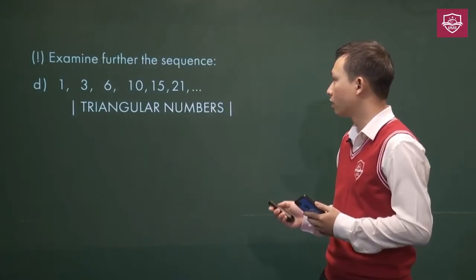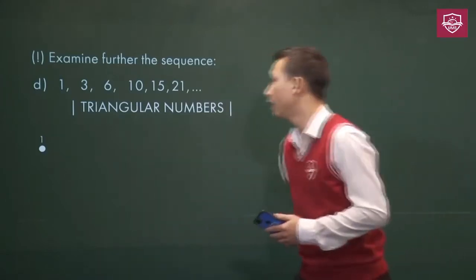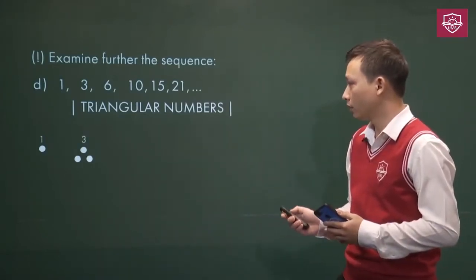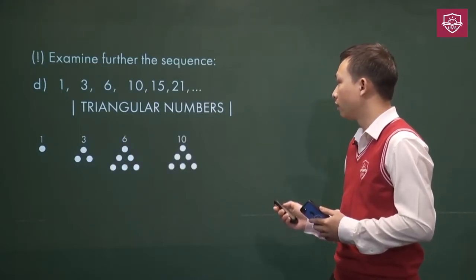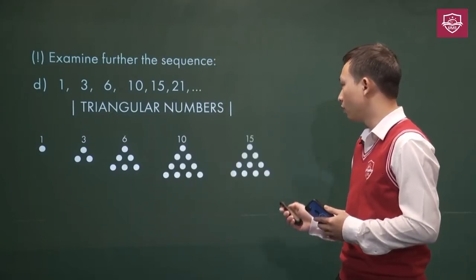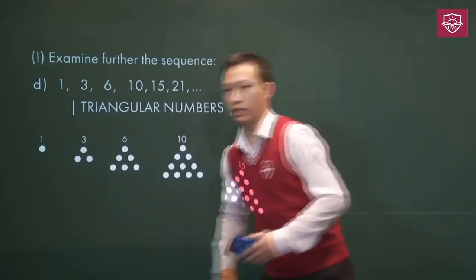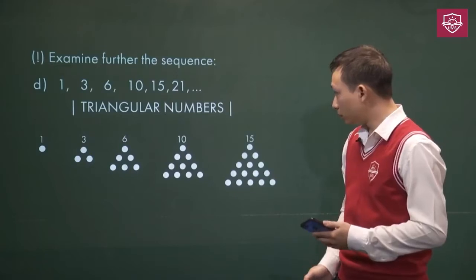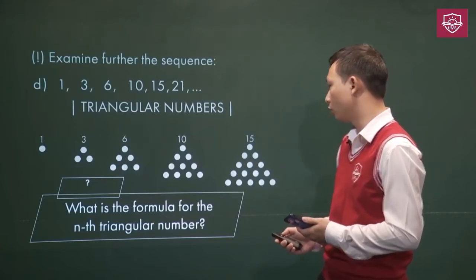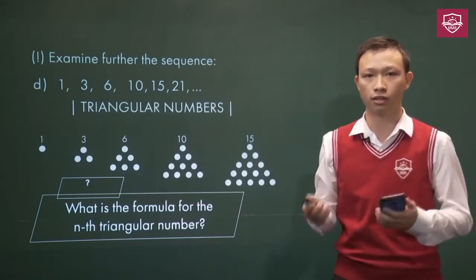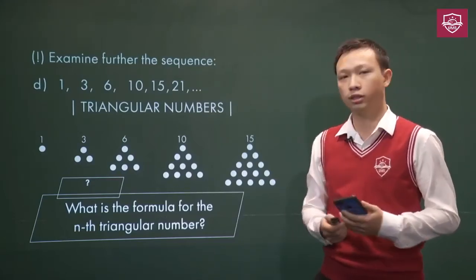Now look at this. Here, first, number 1, I will represent as 1 dot. And then number 3 is 3 dots. Number 6 is 6 dots. And so on. This sequence gives the patterns of the triangle getting bigger and bigger. And the question is, what is the formula for the nth triangular number? Like I want you to find the 15th triangular number and the 20th triangular number. Can you find it?